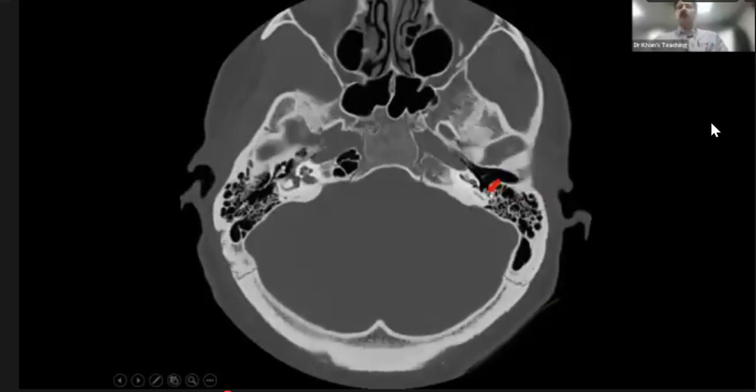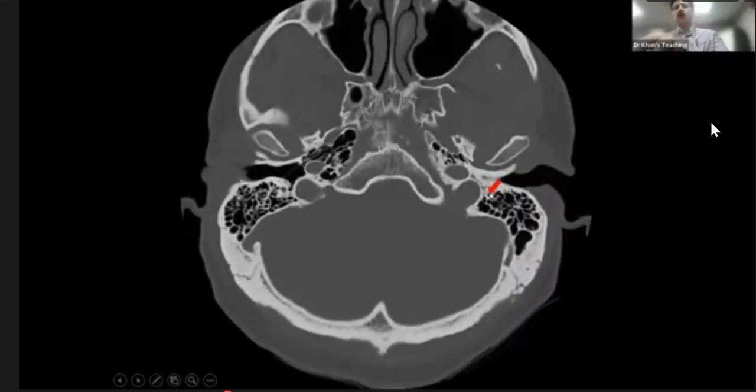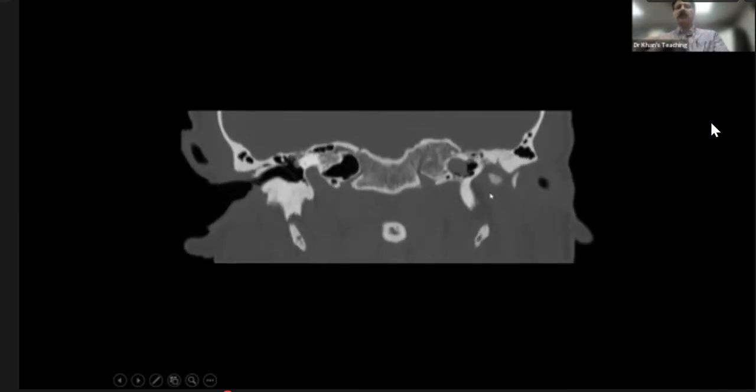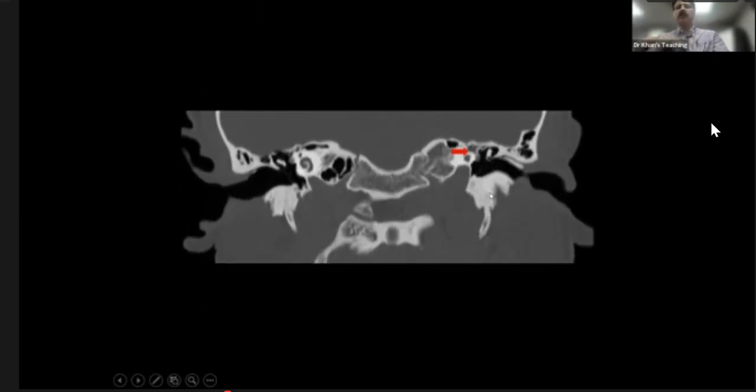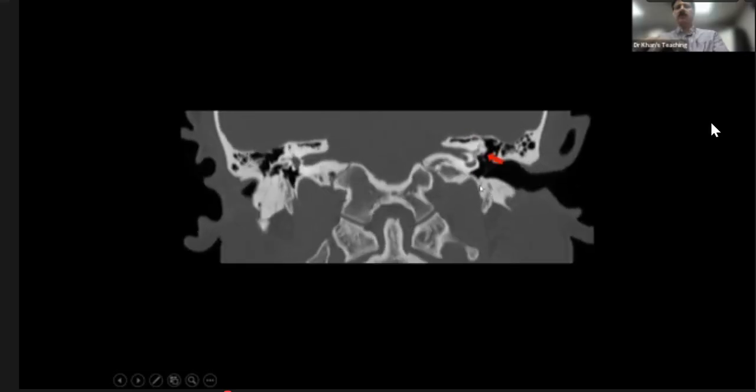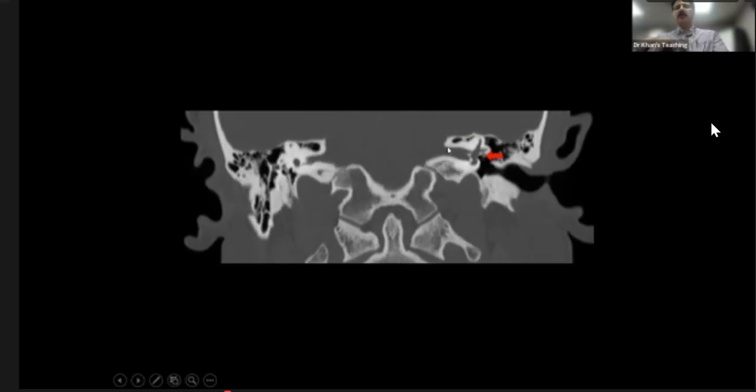Okay, so what we do is that we go to the coronal section. And again, first of all, let's orient ourselves. If you see here, this is the internal auditory canal. Now, this is a very, very powerful landmark here, that this is the lateral semicircular canal, this is the superior semicircular canal, this is the internal auditory canal.